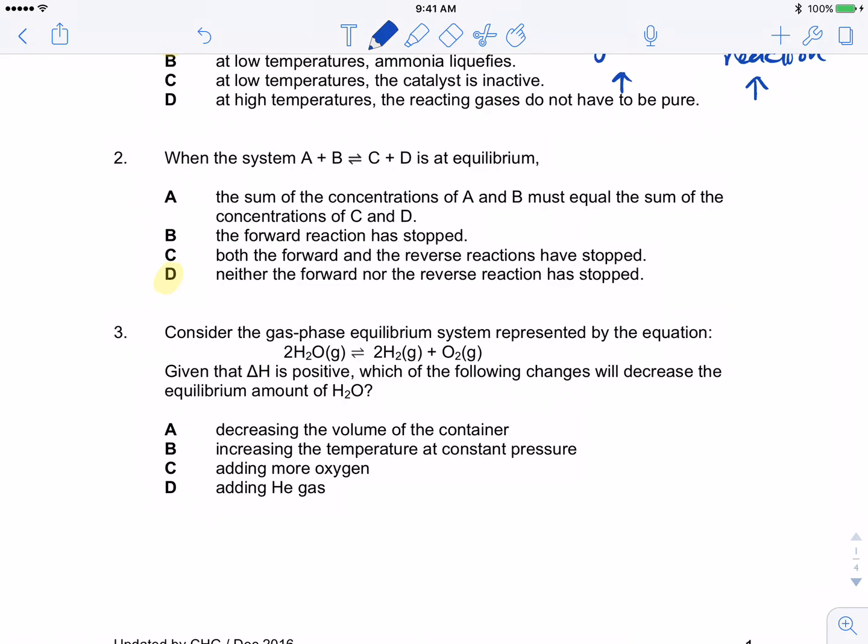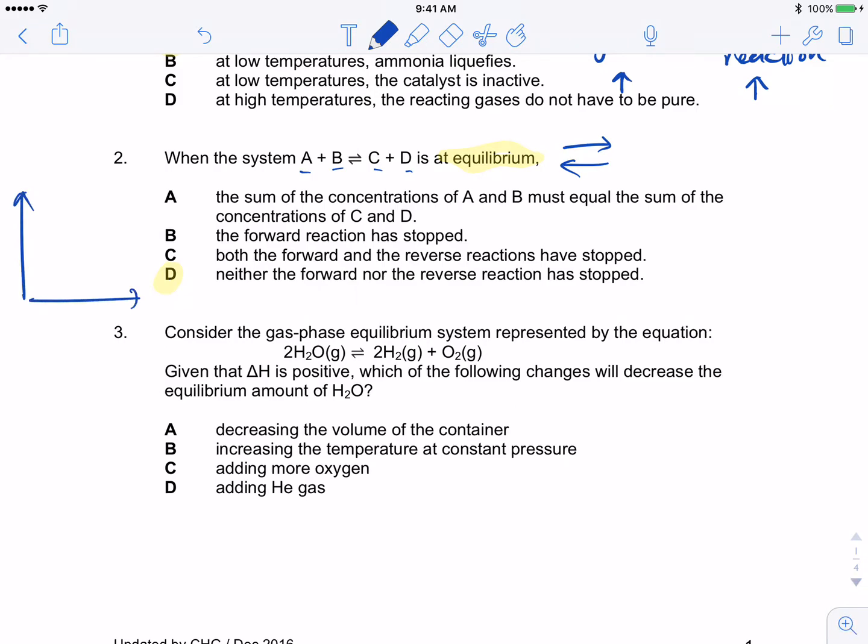Question 2, when system is at equilibrium. So the word equilibrium, you must know what it means. Equilibrium is when the rate of forward reaction is equivalent to the rate of backwards reaction. Hence, we will see that the concentration of A, B, C, D will remain about constant. If I were to draw a graph, it will look like this.